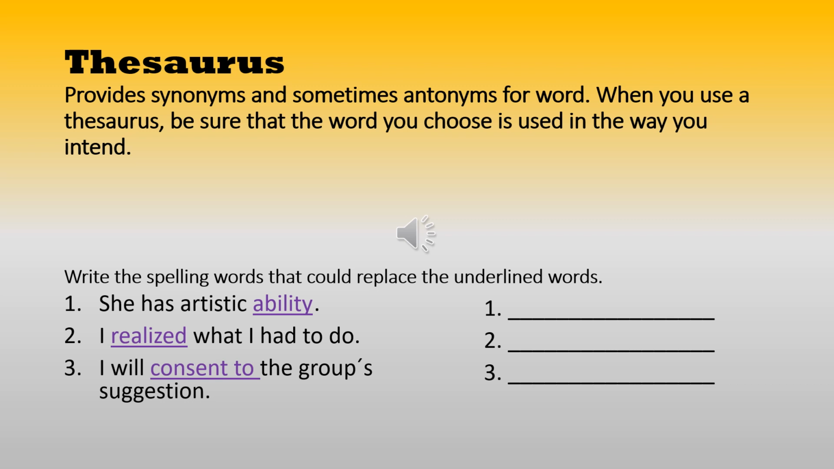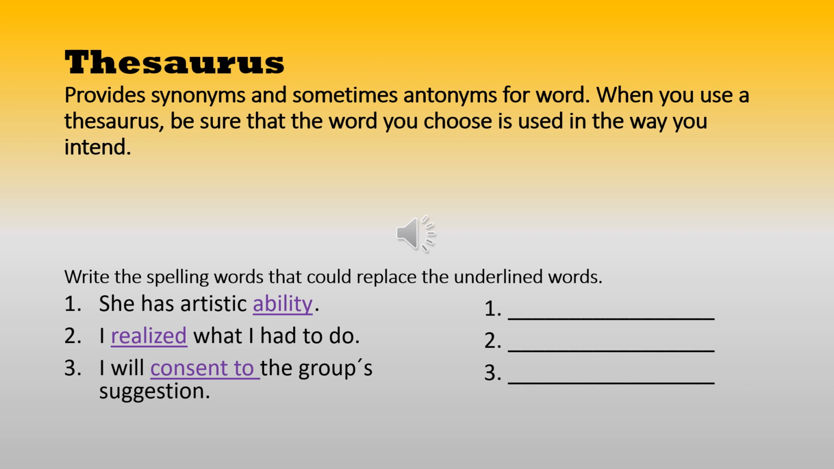What information is the one that you have in a thesaurus? It's a synonym. Remember, a synonym means the same, and an antonym is another word that means the opposite. Now, in the exercise that you have right here, you need to write the spelling word that could replace the underlined word. Number one, she has artistic ability. Number one, let me read it one more time. She has artistic ability. The underlined word is ability.